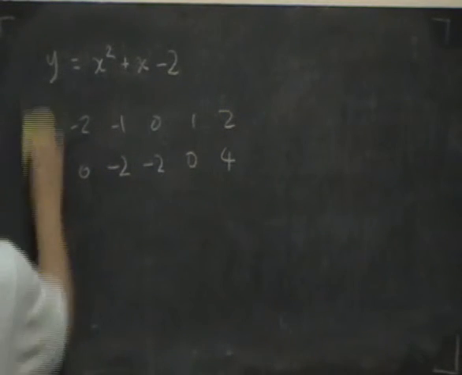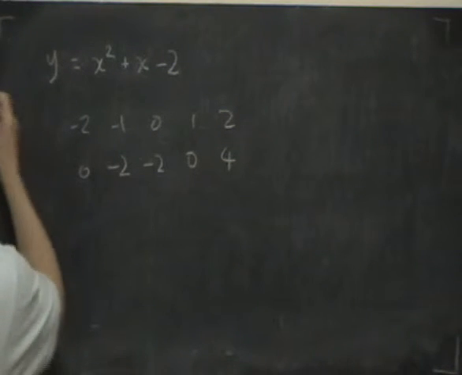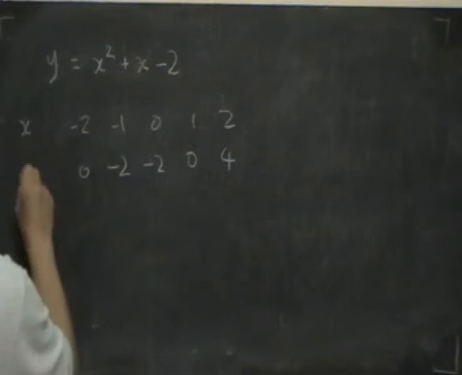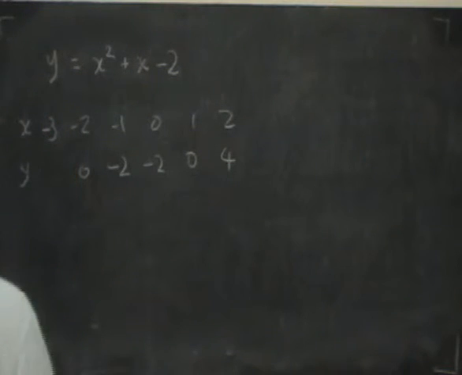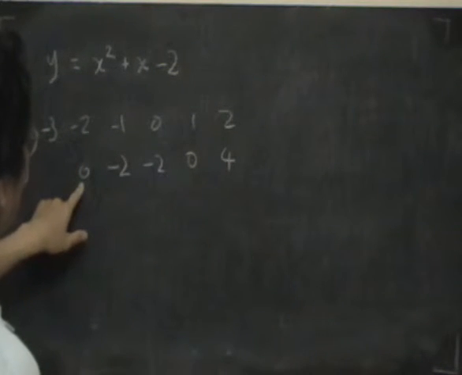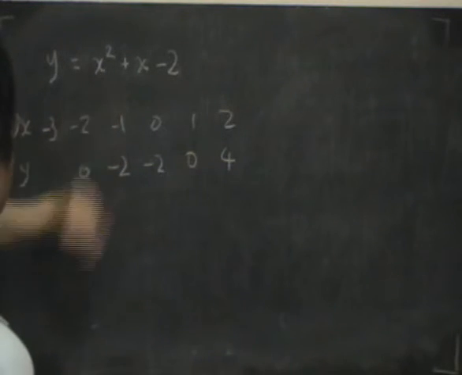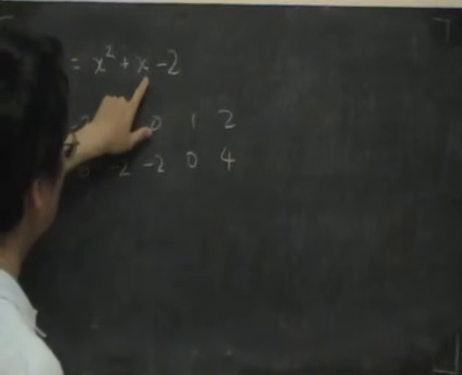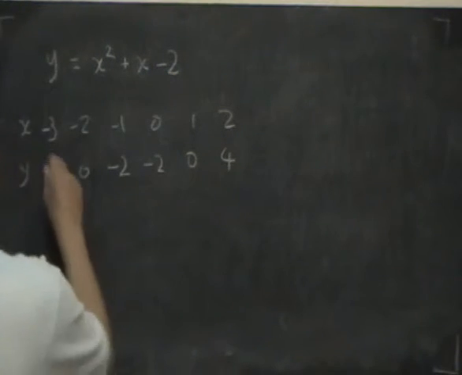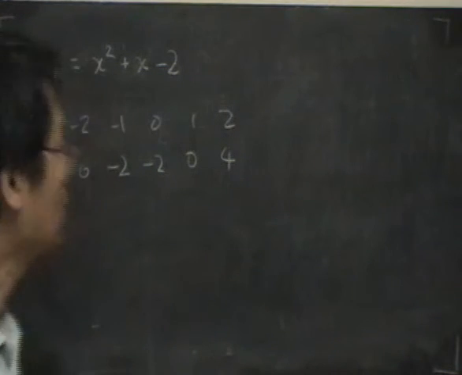Okay, I would like another point here. Let me add one more number. Let me add a minus 3. Okay, so when x is minus 3, I'll have 9 minus 3 minus 2, so that's a 4. Yes. Okay, so I have this set of numbers and I'm going to plot a graph with this.